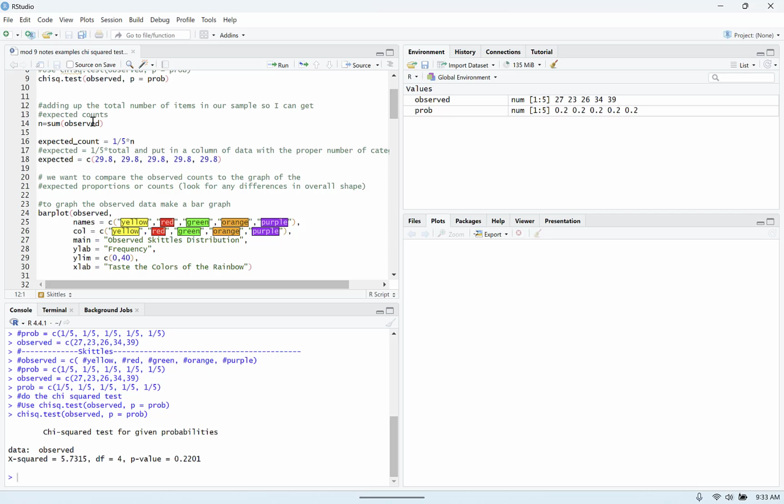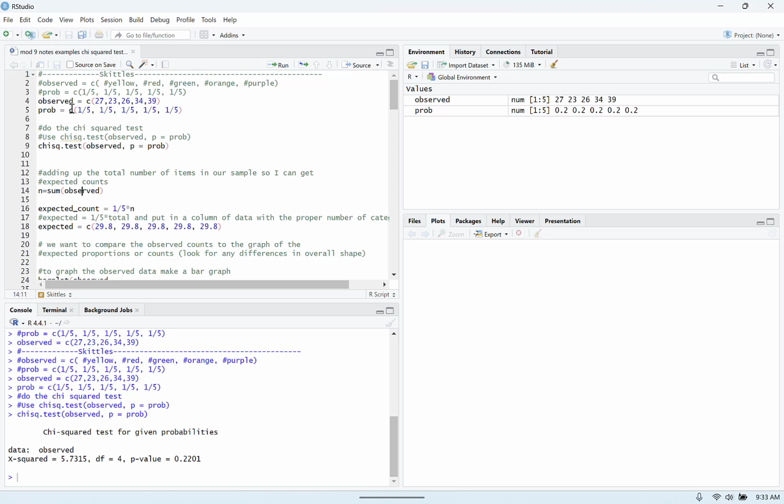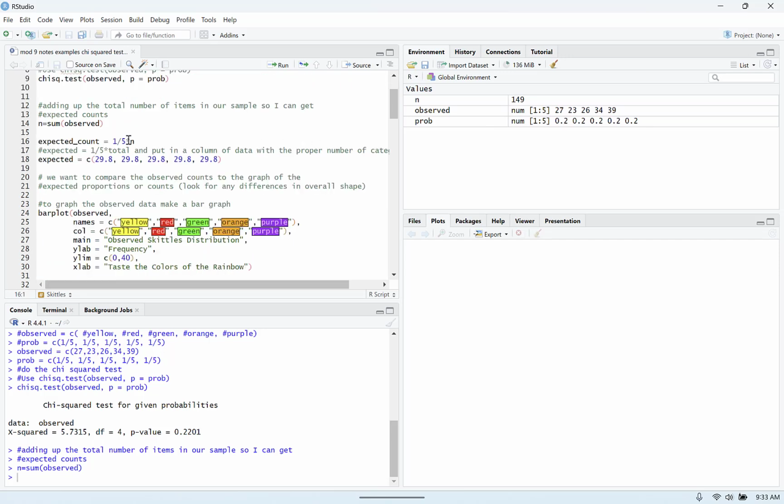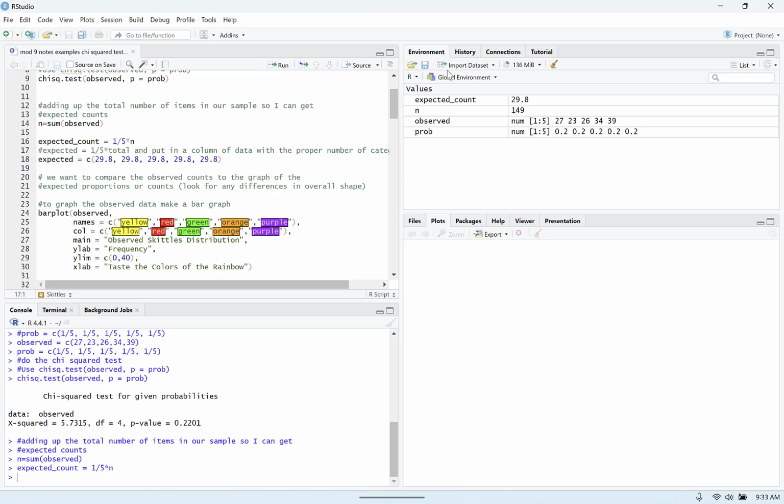I got my total by adding up the observed count. So I did n is equal to the sum of the vector called observed, and I run that. So my total was 149. And then the expected counts are 1/5 times n. Because I just named my sample size n, I can use n here. So n times 1/5 is 29.8. We already knew that. We did it by hand.